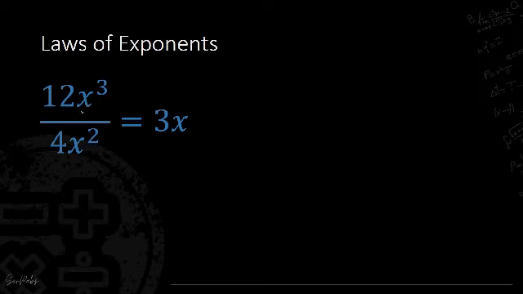Next example, you have 12x to the 3rd power over 4x to the 2nd power. So divide the numerical coefficient 12 and 4. So 12 divided by 4, we have 3. Copy the similar variable, which is x. So copy x and then subtract the exponent, 3 minus 2. So that will be x to the 1st, and the 1st power will not be written. So 3 minus 2, we have 3x to the 1st power, or simply 3x.